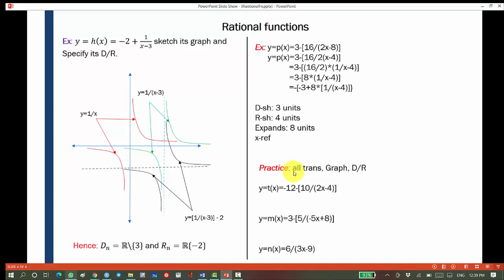Exercise for you: find all transformations, sketch the graph, and specify the domain and range of the following functions: y is equal to t of x, y is equal to m of x, and y is equal to n of x.